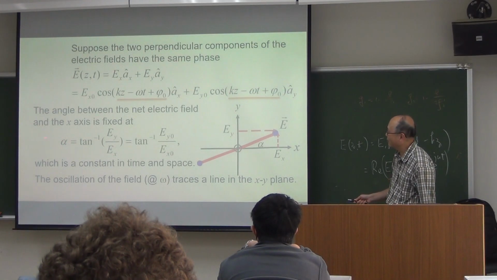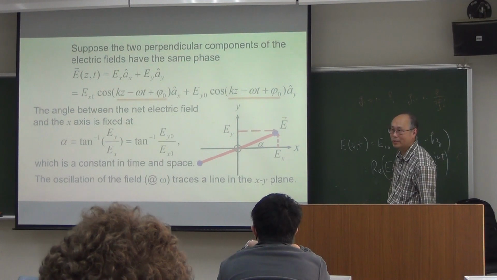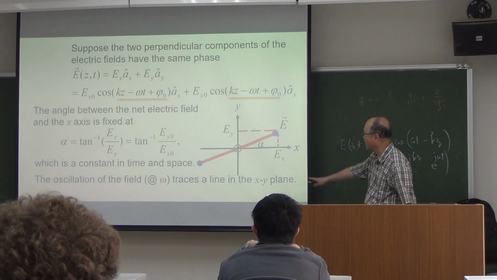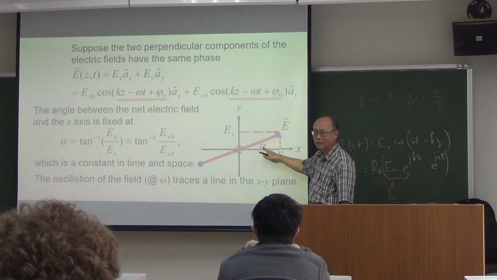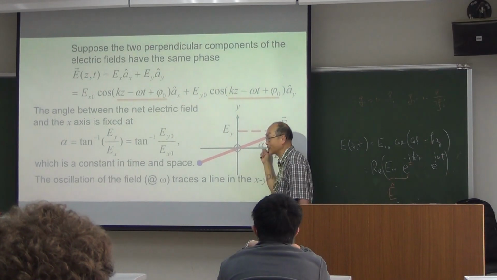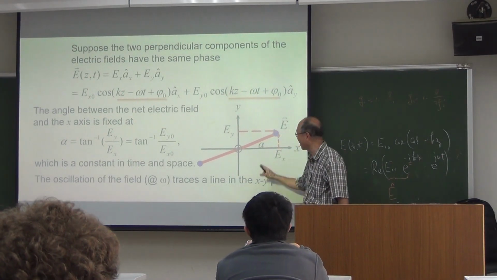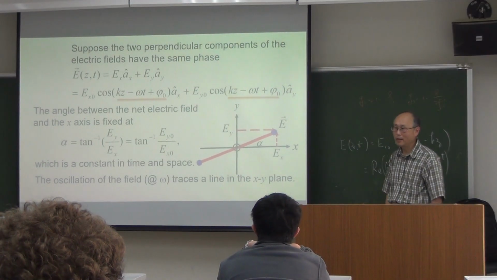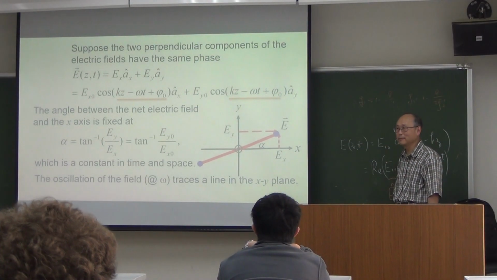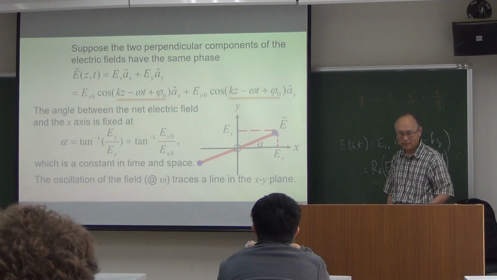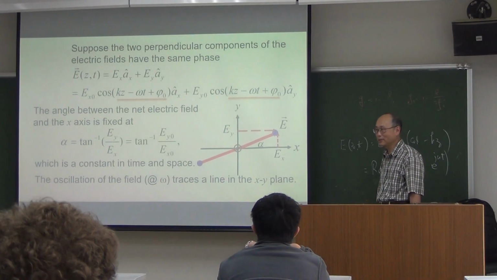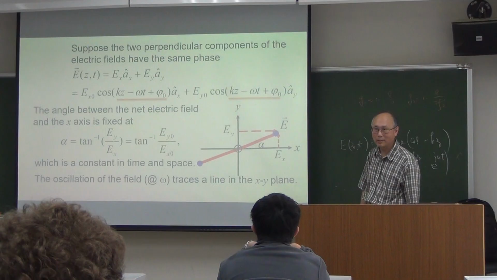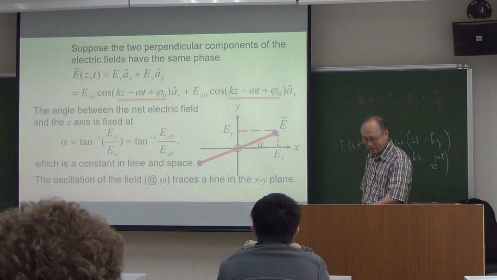It turns out this alpha has nothing to do with time. This alpha angle is always fixed, even though the electric field is oscillating like this. But the angle does not change. We call this linear polarization. And you have seen this before, right? So this is quite easy and a present review. We studied this in chapter 0.